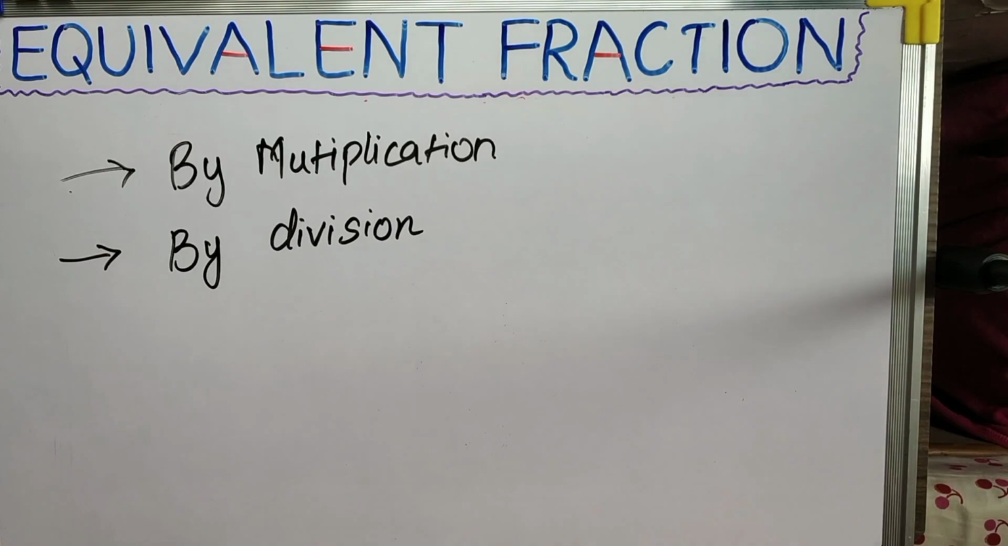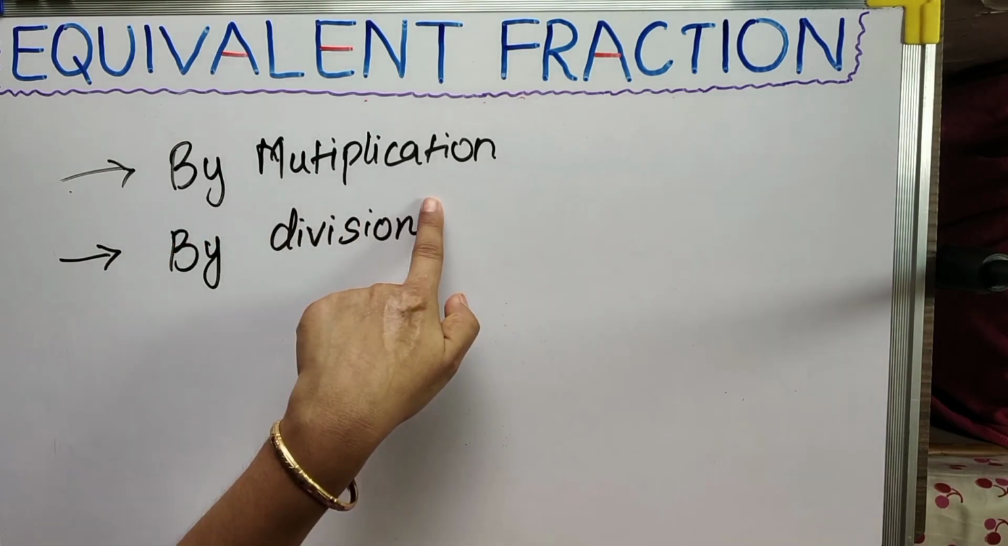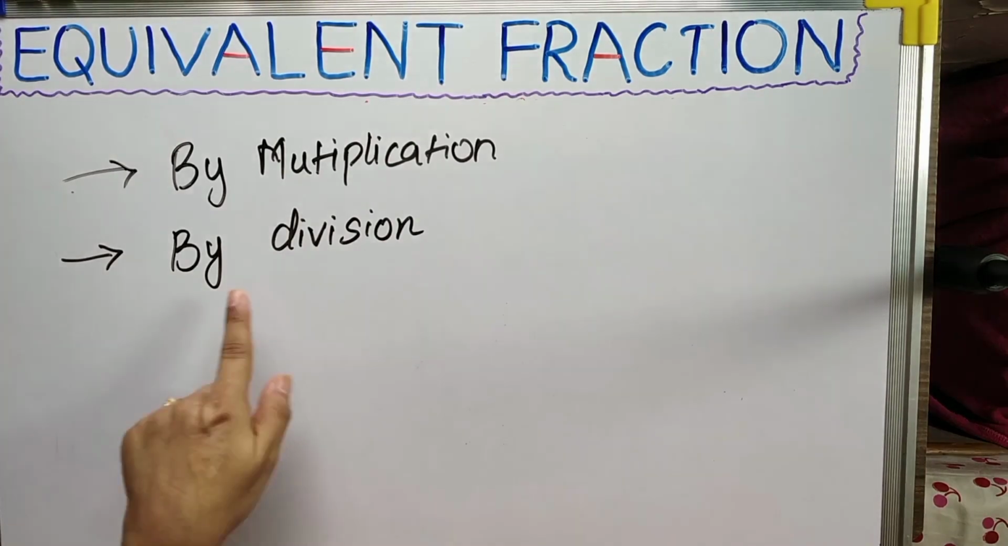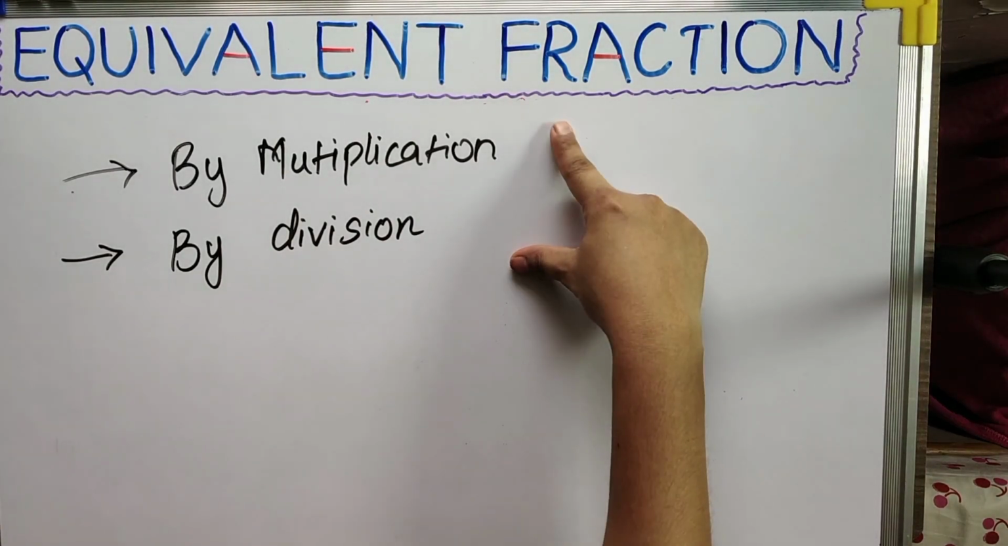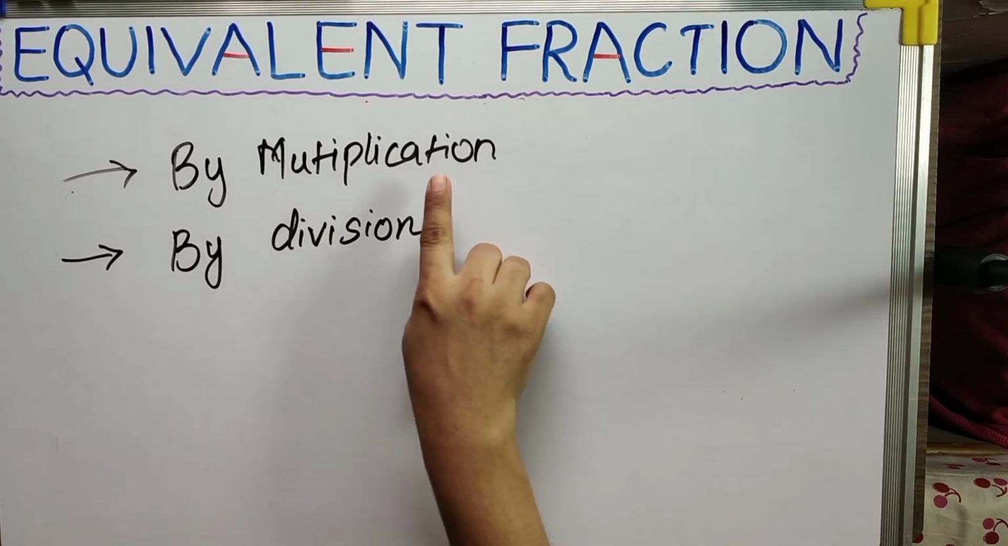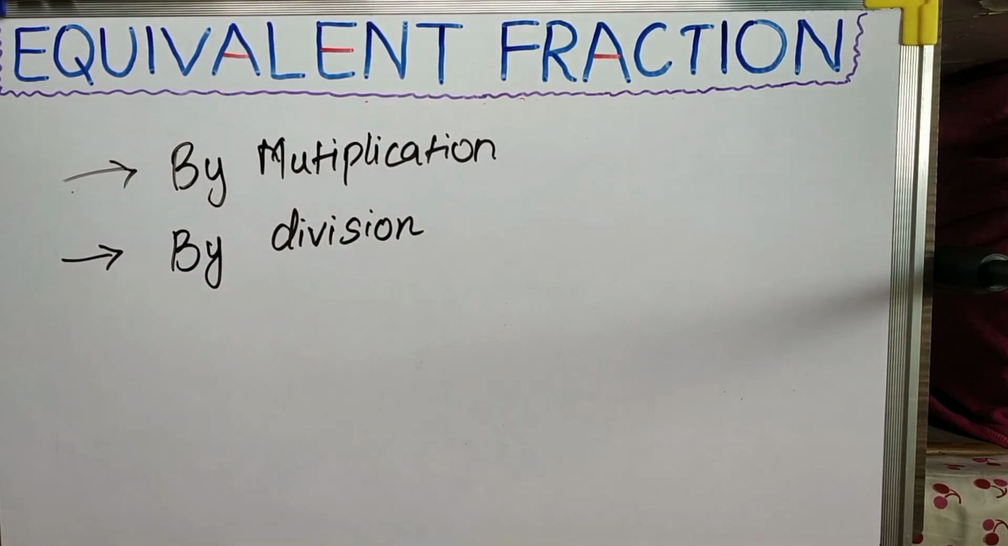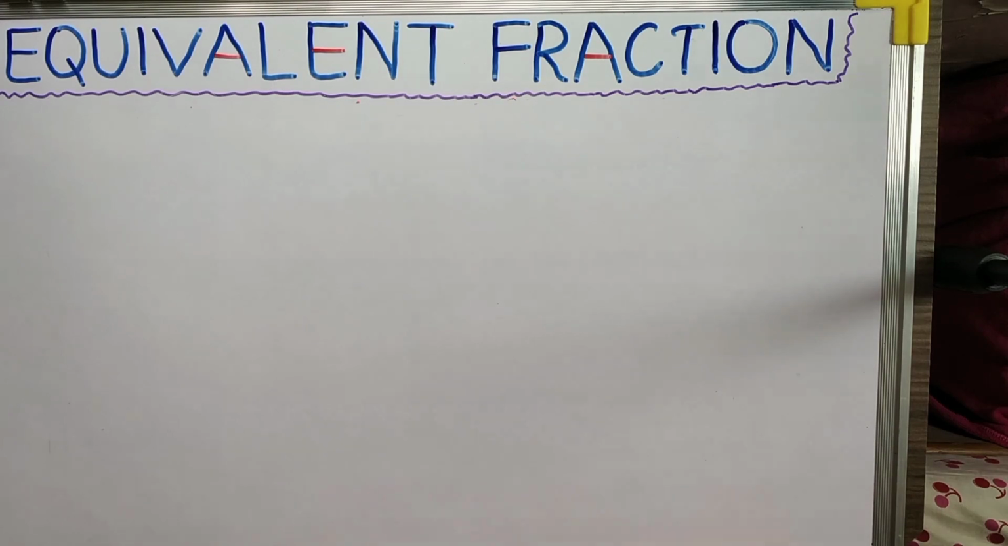See, we can find equivalent fractions in two ways. First, by multiplication, or by division. We will see both the methods. First, let us see by multiplication. An equivalent fraction can be obtained by multiplying the numerator and the denominator by the same number. Let us understand this by taking up an example.